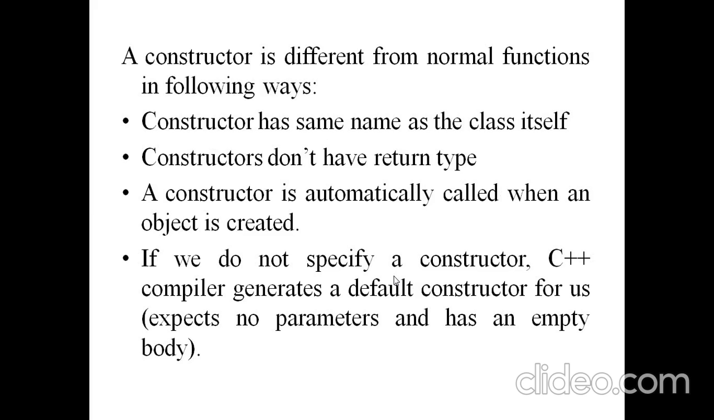How is it different? The first one: a constructor has the same name as the class itself. For example, if the class name is student, the constructor starts with the name student. And constructors don't have a return type. Compared to member functions, suppose you take int addition, if it is a function, you have to return some value after performing the operations. Here constructors don't have a return type.